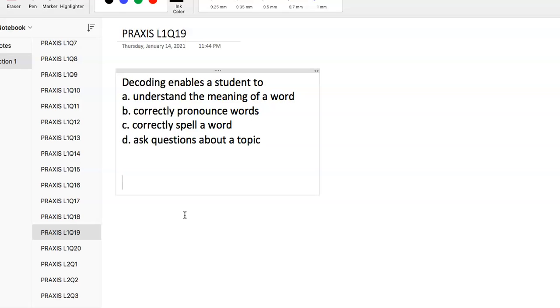Decoding enables a student to correctly pronounce words. All right, that's an important concept for us to know. So successful decoding occurs when a student uses his or her knowledge of letter-sound relationships to accurately read and pronounce a word.